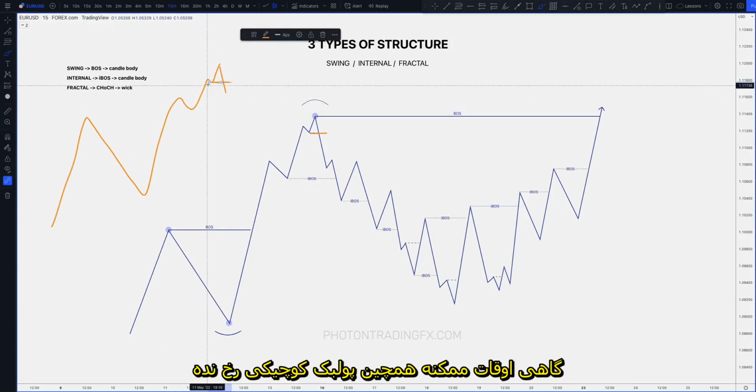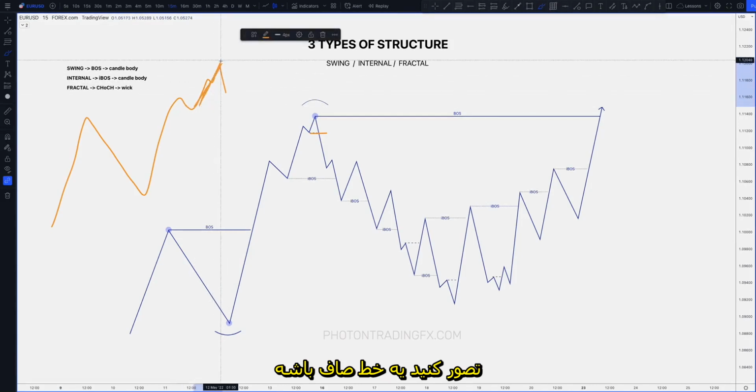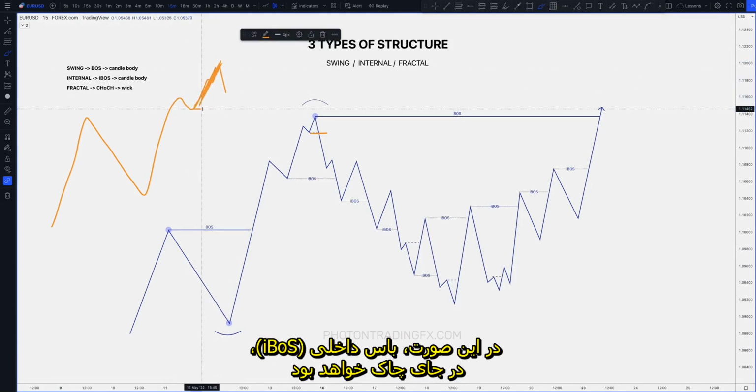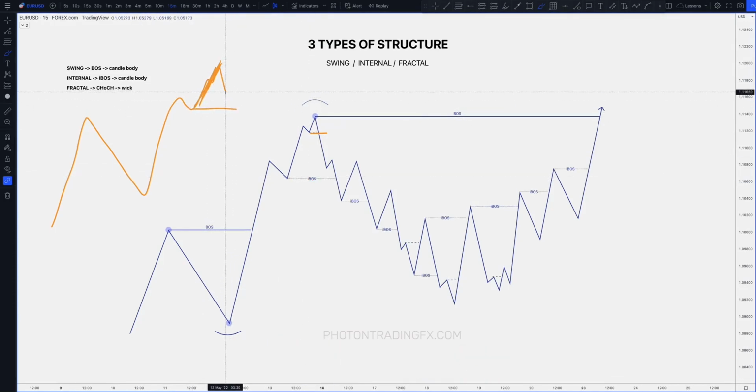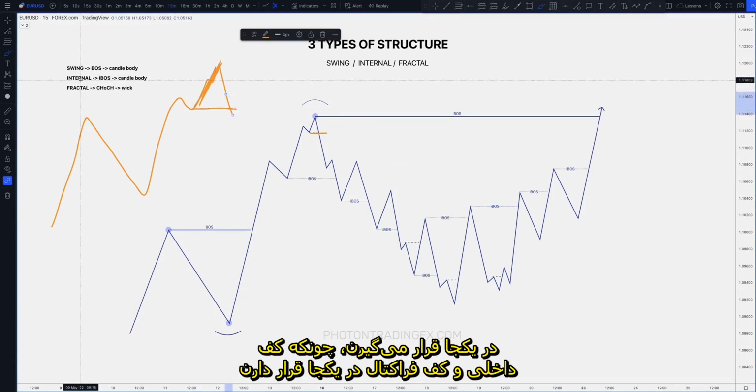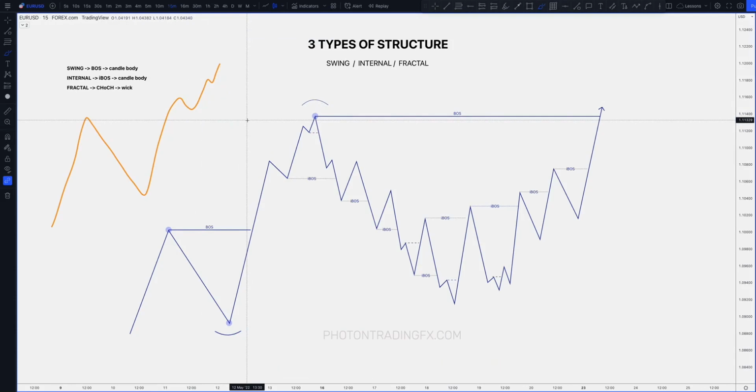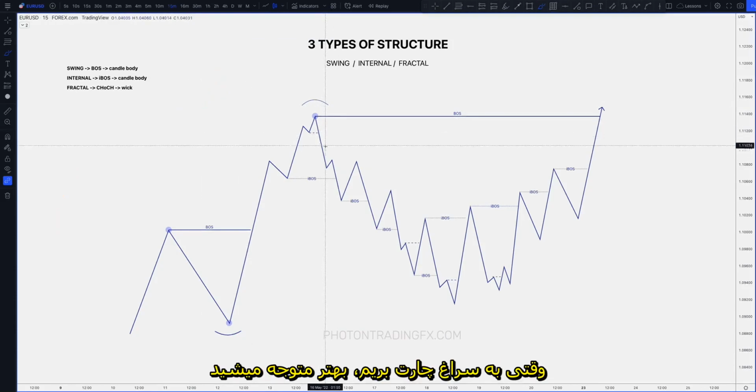Now, sometimes you won't get a little pullback like that, right? Sometimes that will just be, imagine that's just one perfectly straight line. And in that instance, yes, the internal break of structure, the IBOS here, will be the same as the CHOC in that instance, okay? They'll line up to the same place because the internal low and the fractal low are at the same area, okay? So sometimes that will happen. But this will become clearer when we look at the charts.